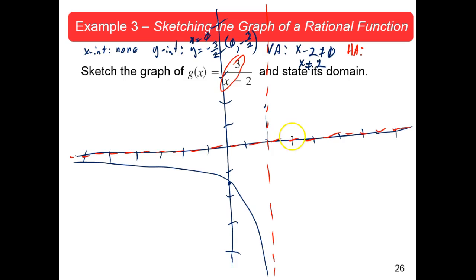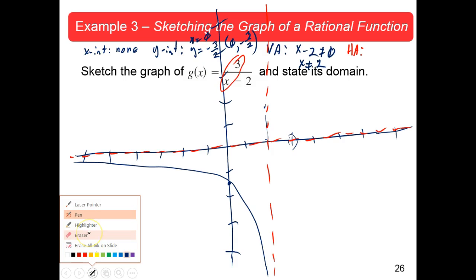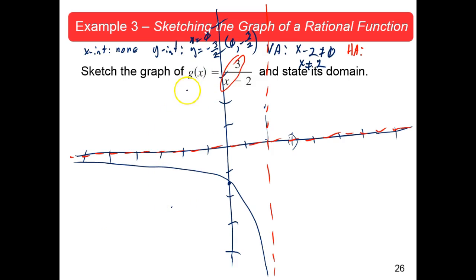Three. Why not? So we'll choose this x right there. What we're going to do is look at the whole function. G of 3, what would that give you? 3 over... 3 minus 2 is 1, so that would give you 3. So x equals 3, your y is equal to 3.